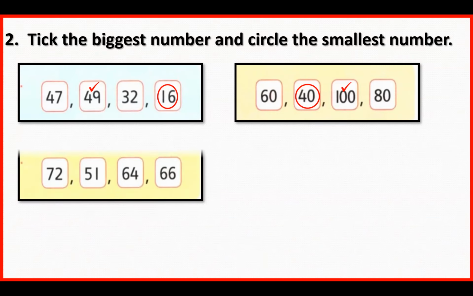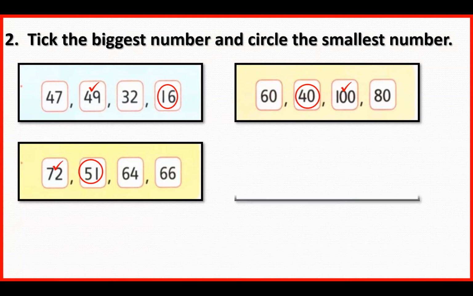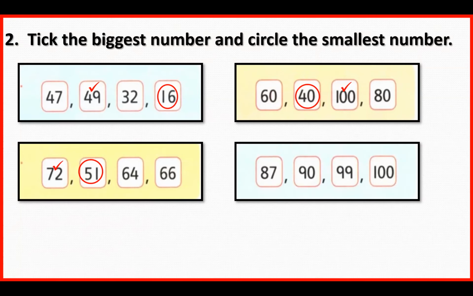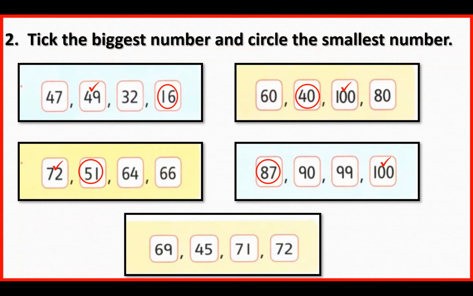Now in these numbers, which is the biggest number? Yes, 66 is the biggest number and the smallest number is 51. Now in these numbers, which is the biggest number? Yes, 100 is the biggest number, so here we put a tick on 100. And 87 is the smallest number, so here we circle the number 87. Now in these numbers, 72 is the biggest number. So here we put a tick on 72 and 45 is the smallest number. So here we circle the number 45.